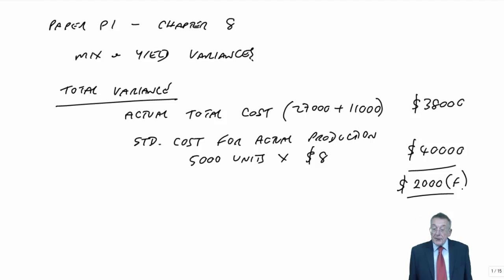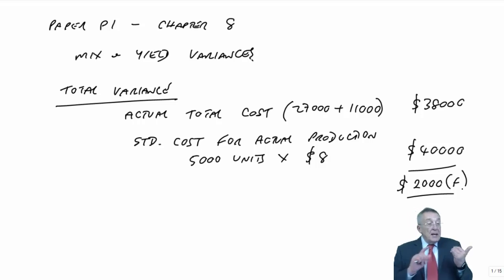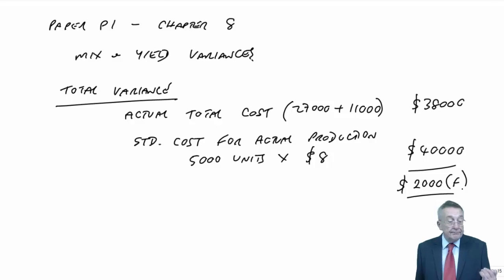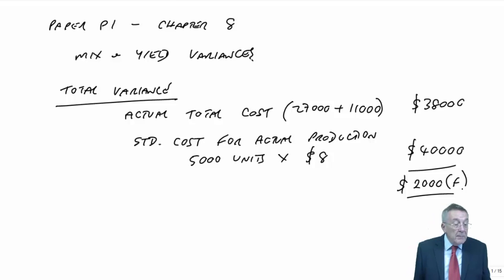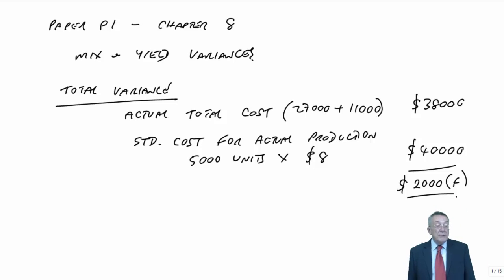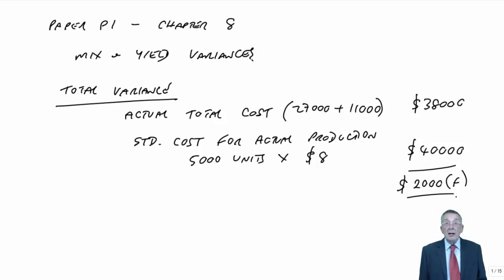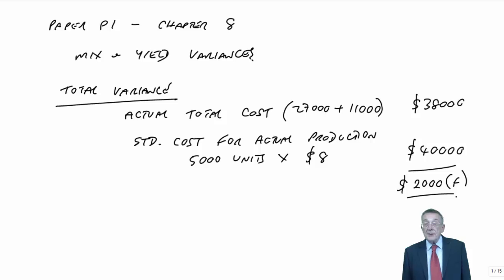However, we need to analyse, and why did that happen? Again, there are 3 possible reasons. It could be that we paid the wrong prices per kilo. X should have been $3 a kilo. If we pay $4 a kilo, there's a variance. It could have been because we mixed in the wrong way. We should have used 2 kilos of X, 1 kilo of Y for every unit. If I used more of one and less of the other, the overall cost would be different, would be a variance.